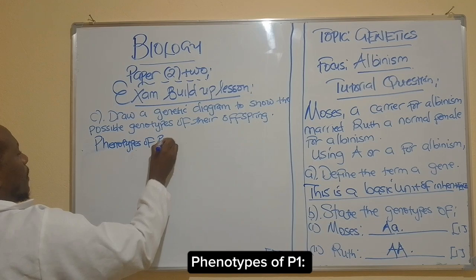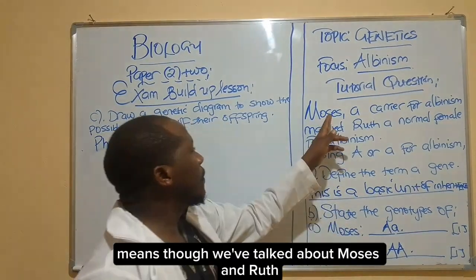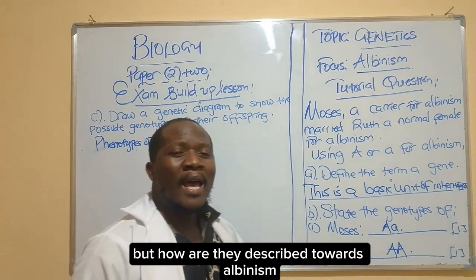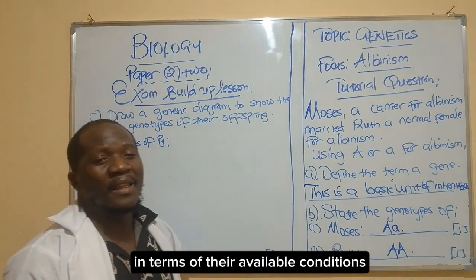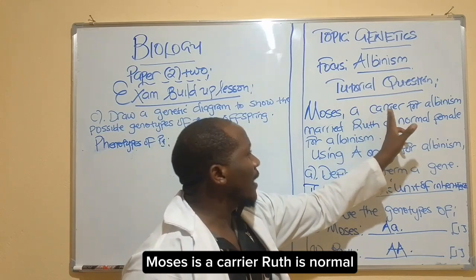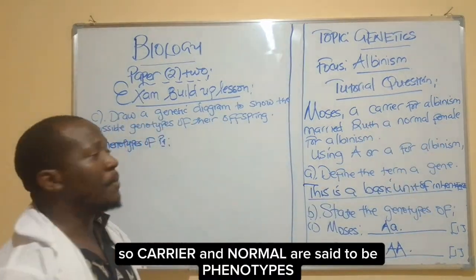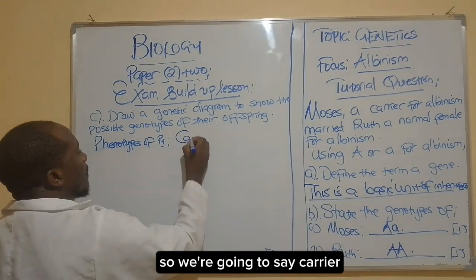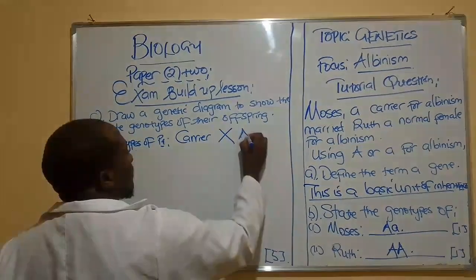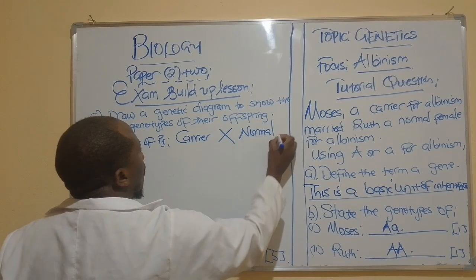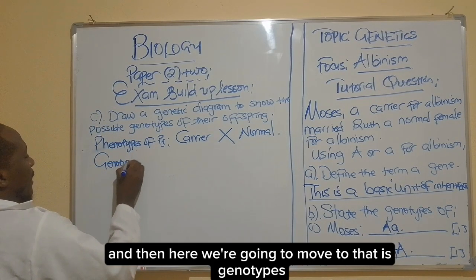Phenotypes of parent 1. So phenotypes of parent 1 means, though we've talked about Moses and Ruth, how are they described towards albinism in terms of the available conditions? Moses is a carrier, Ruth is normal. So carrier and normal are said to be phenotypes. So we're going to say carrier, then we're going to show mating, then we're going to say this one is normal. And then here we're going to move to genotypes.